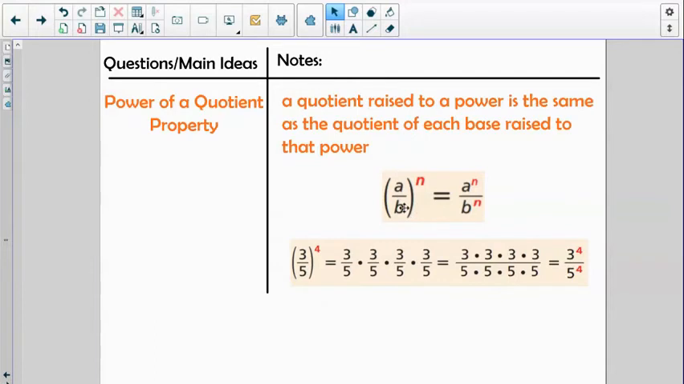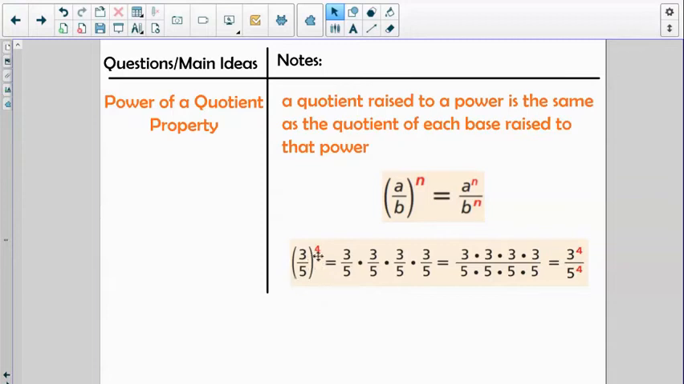All right, so we did have one like this with product properties, where we distribute the exponent into the parentheses. It's kind of the same thing. Both the numerator and the denominator get that same exponent. So here's an example with numbers, explaining how this works.